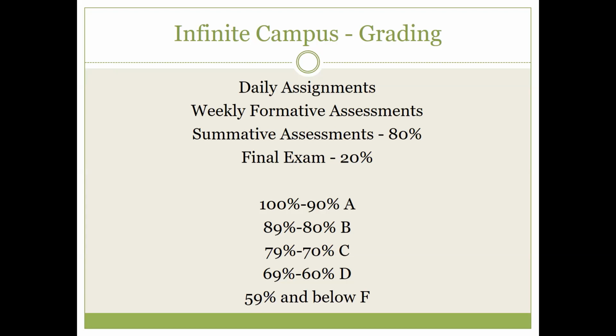And then the majority of our grade is going to be through summative assessments, which are the major tests. We're going to have 5 of them throughout the year, 1 for each unit. I should say 5 per semester, 10 throughout the year. That is 80% of the grade, and then we do have a final exam at the end of the semester worth 20%, and we will follow a traditional 90%, 80%, 70% scale for A, B, C, D, and F.